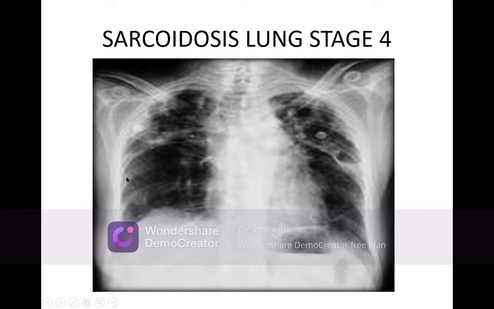It is causing darkening now, and thick reticulations are seen, replacing the pulmonary parenchyma with fibrous tissue. A lot of patches are seen here. It can cause honeycombing also in this stage.